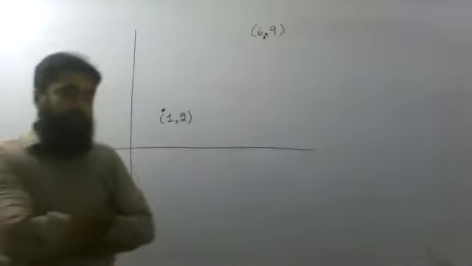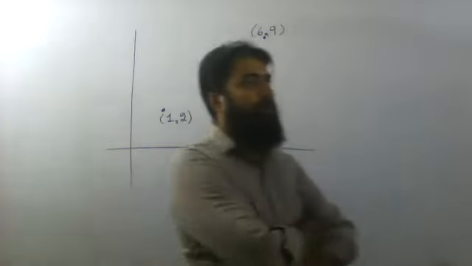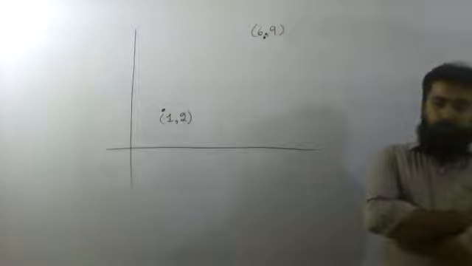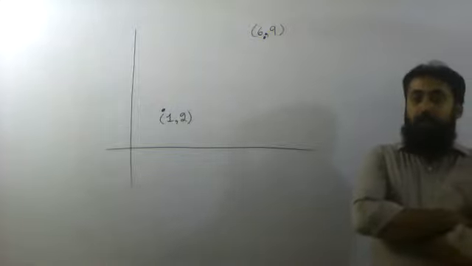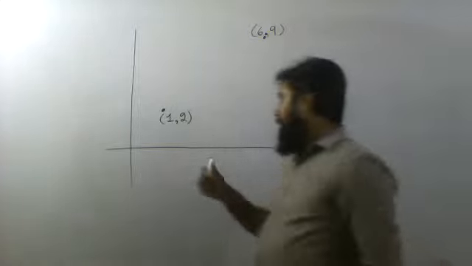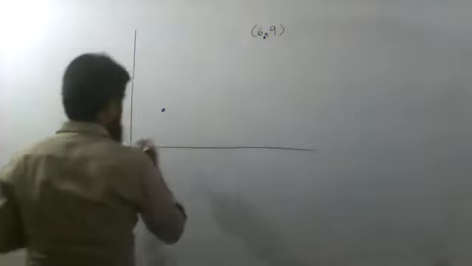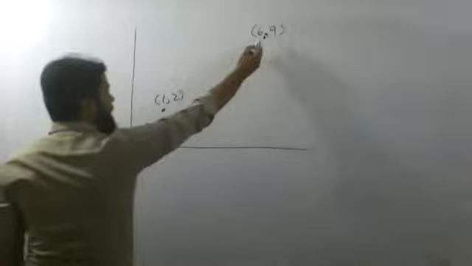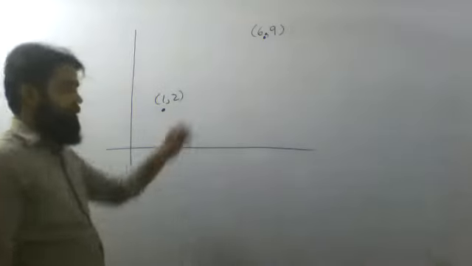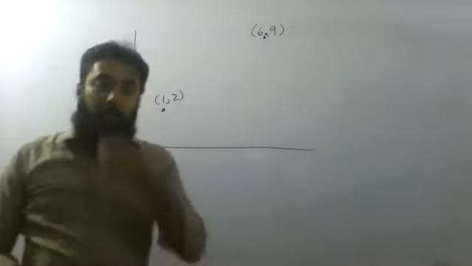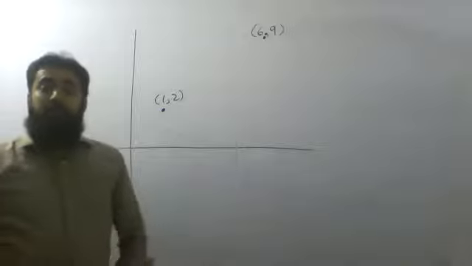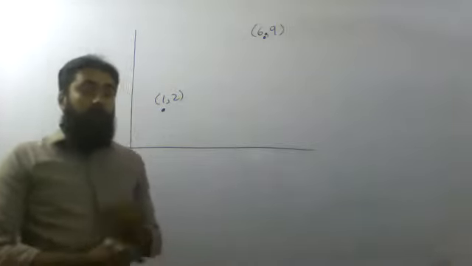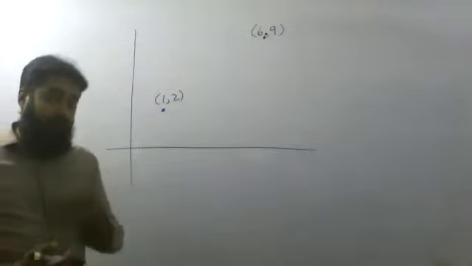Now, for instance, if I tell you to find the distance between these two, find the distance between (1, 2), which is this one, and (6, 9). Now, some people will say, okay, sir, we can plot it on the graph and we can find it over there. Problem. What will be the problem?